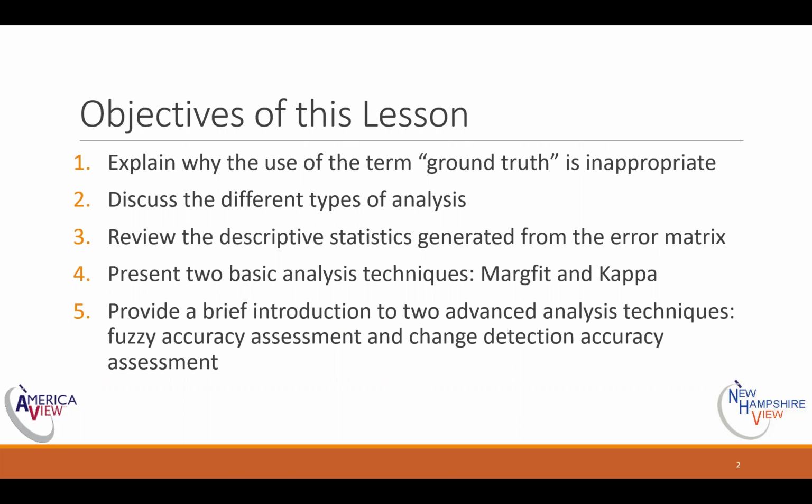Then we're going to get into 2 basic analysis techniques, Margfit and Kappa. And then lastly, I'm going to provide a little bit of an introduction to 2 different advanced analysis techniques that you might be interested in. One called fuzzy accuracy assessment and the other called change detection accuracy assessment. So let's get into it together.